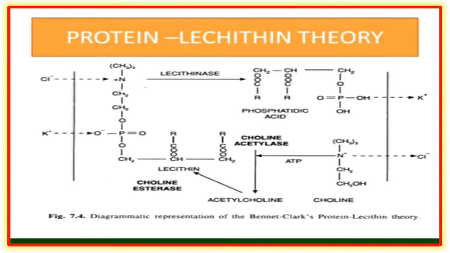So cations bind at the phosphatide center of lecithin, whereas the anions bind at the choline group. The complete lecithin molecule, when combined with anion and cation, moves inside and then releases phosphatidic acid and choline due to the action of the enzyme lecithinase. Cations and anions are now released into the inner space.